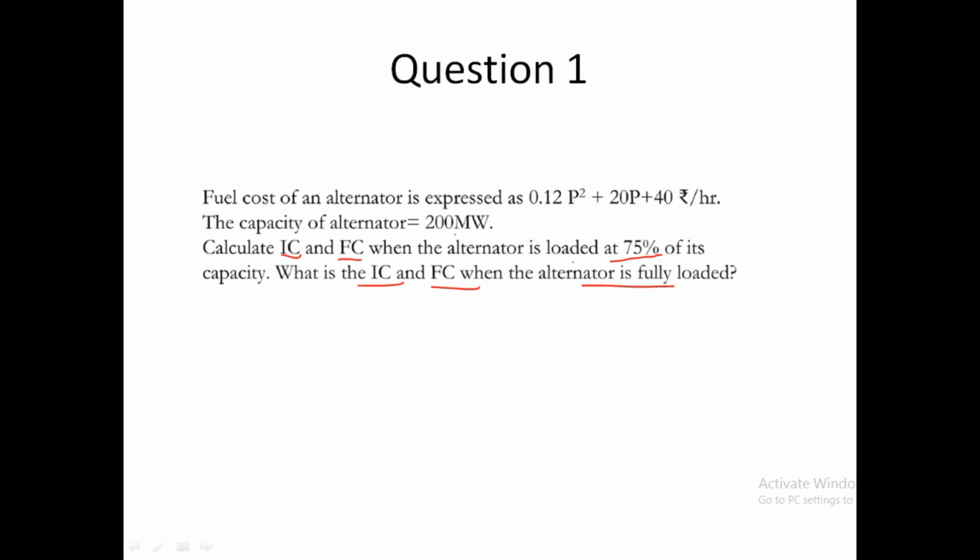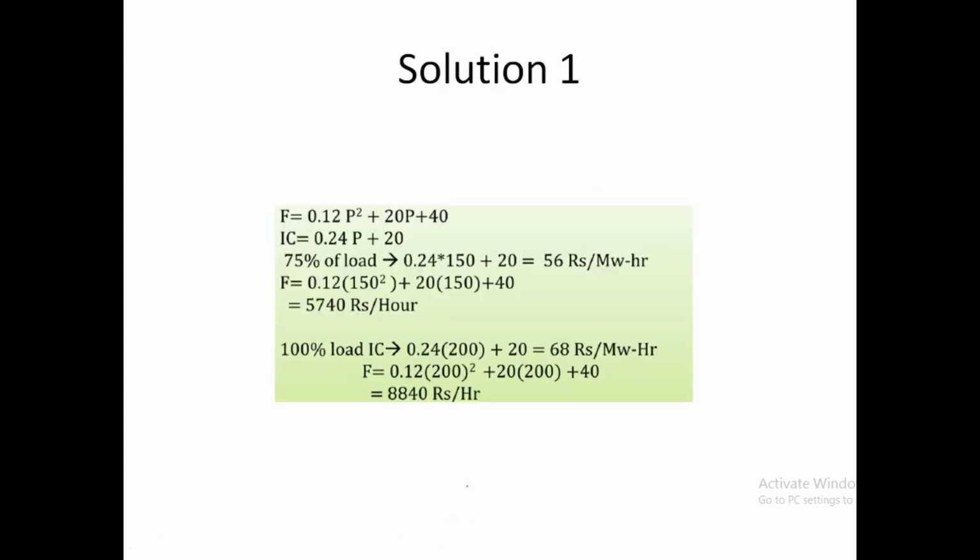So this equation is the fuel cost equation. It is giving the fuel cost of the machine. So fuel cost is 0.12 P square plus 20P plus 40. Now from that you can find the incremental fuel cost.